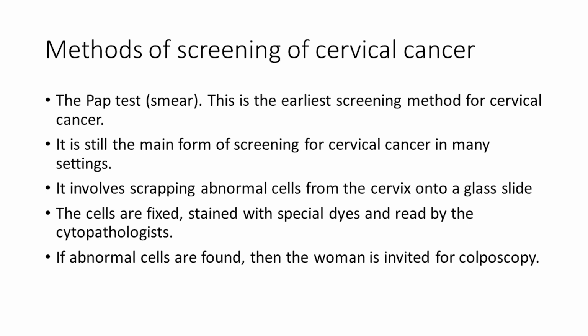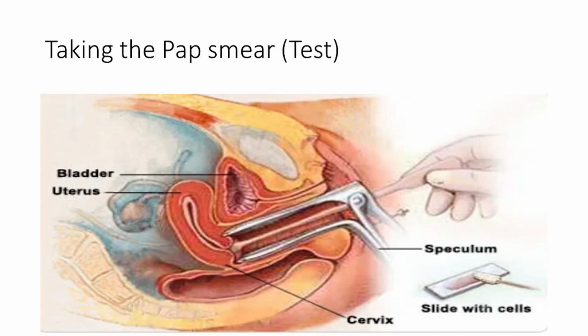The cells are fixed, stained with special dyes, and read under the microscope by cytopathologists. If abnormal cells are found, then the woman is referred to colposcopy. This diagram shows a pap smear being collected, and there's a glass slide beside it onto which what is obtained from the ectocervix is smeared.